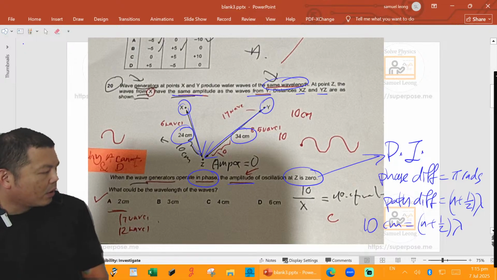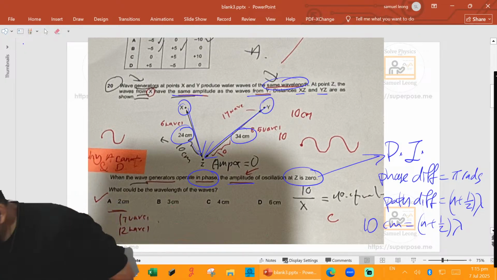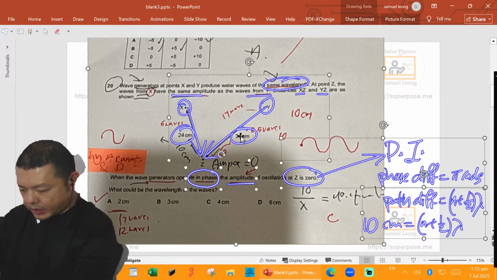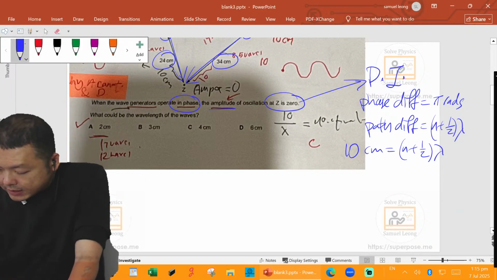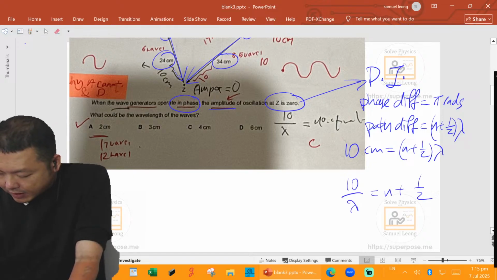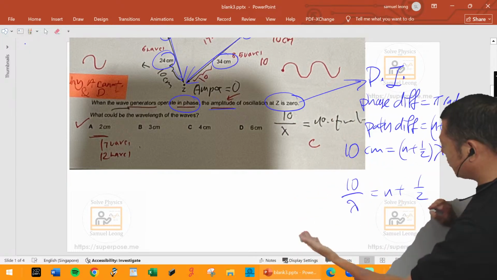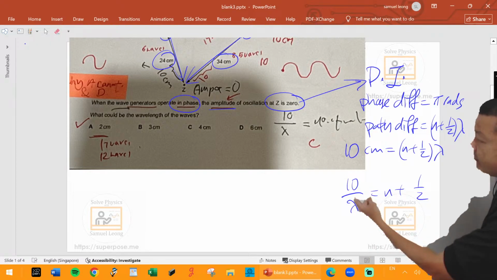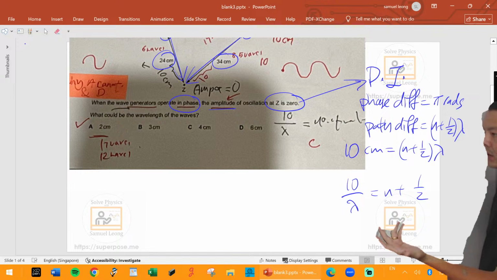Oh, yes. That means 10 divided by 2, 10 divided by 3, 10 divided by 4, 10 divided by 6. Let's move it all up. So do you understand that it's 10 over lambda equals n plus half? Then your job is to check which of those values will give you a whole number. Let's say 10 divided by 2 is 5, right? 5 equals n plus half. N is not a whole number.